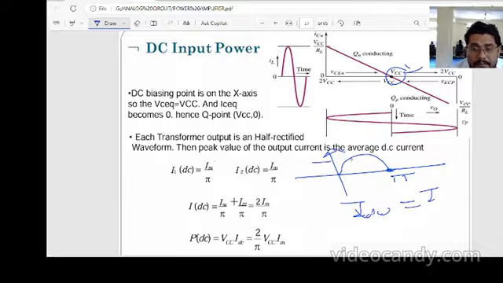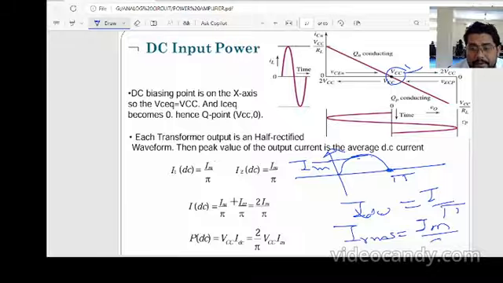This is IM divided by pi. For its RMS value, we can also calculate RMS equal to IM divided by 2. This is the case of the half wave rectifier. We should know these values.